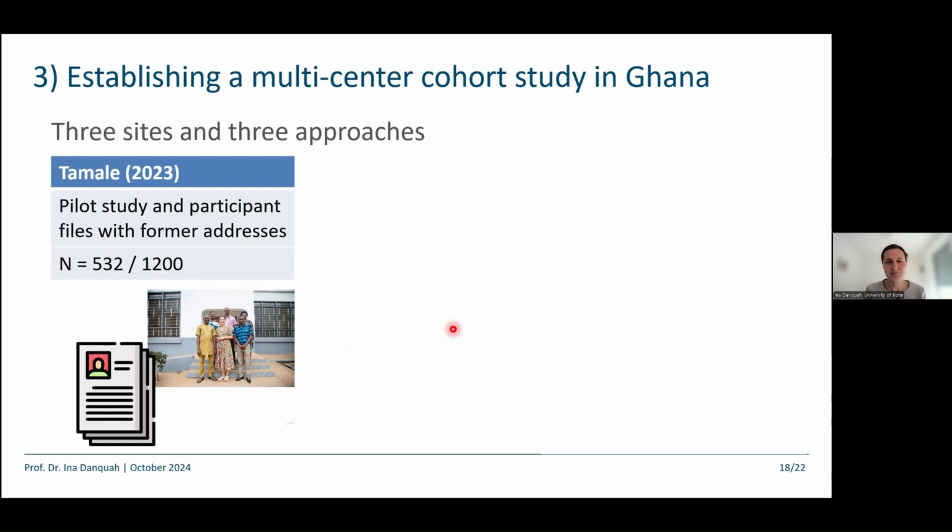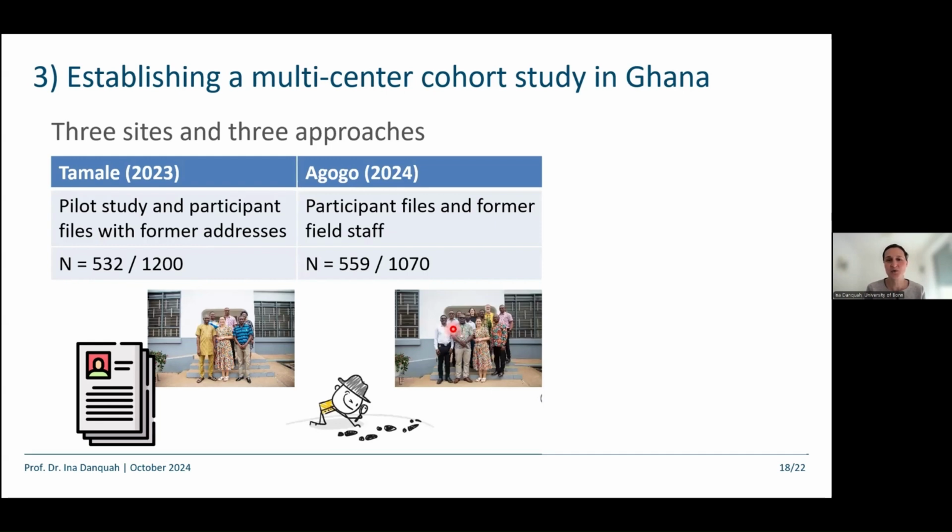After we saw, okay, it is possible, and also the proportion of individuals who were in the intervention and the control group seemed to be quite balanced, we thought, okay, we can increase that and also include the other 2 study sites. So this year we started to also roll this out in Agogo, where we had a little bit of a different approach. Here we did have participant files, but even better, we still had contact to the former field workers who 20 years ago already recruited the study participants, so their mothers, of those former babies.